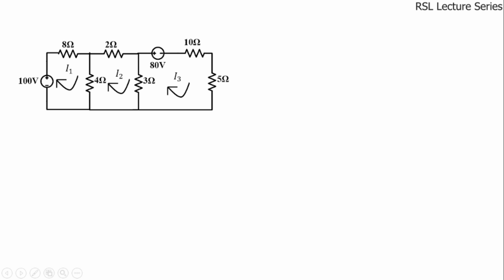Okay, it is advisable to always assume the currents in the same direction. So now we'll write the mesh equation for mesh 1. Okay, so as usual we have to write the voltage rise and voltage drop. So here voltage rise is equal to 100, because the current direction is from negative to positive. Okay, this I1 is flowing from negative to positive with respect to this voltage source. So it is considered as voltage rise.